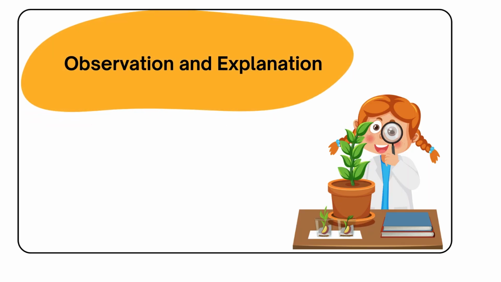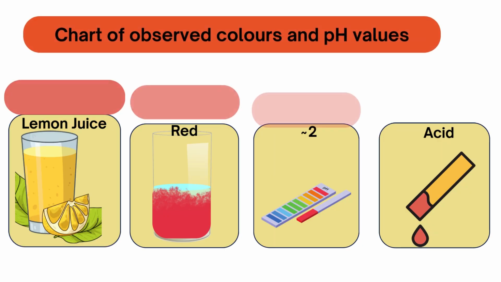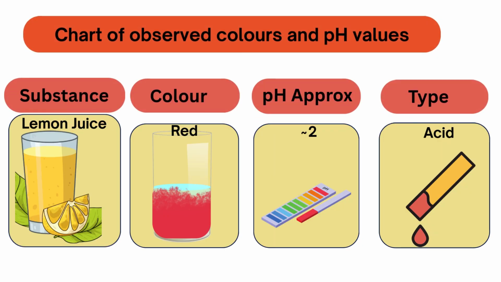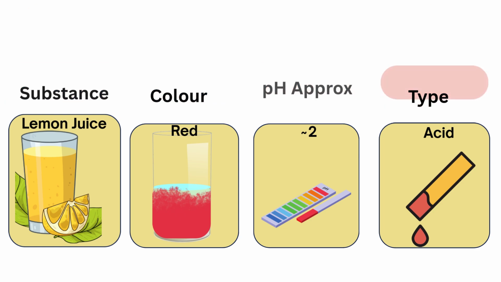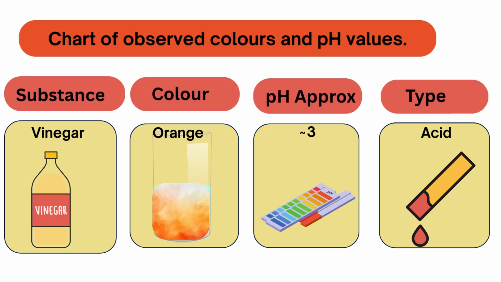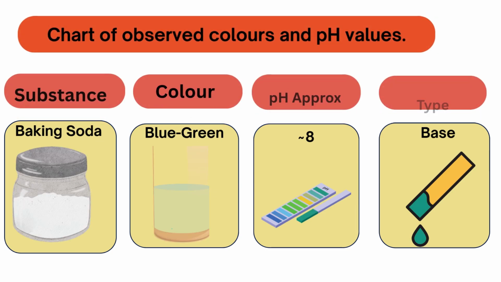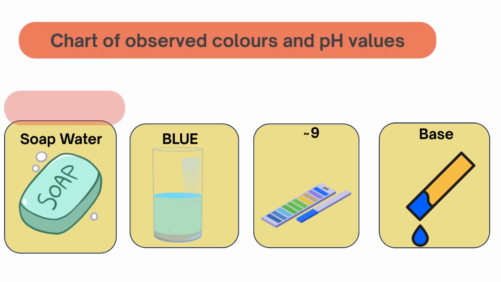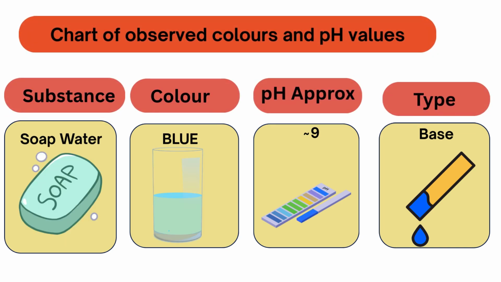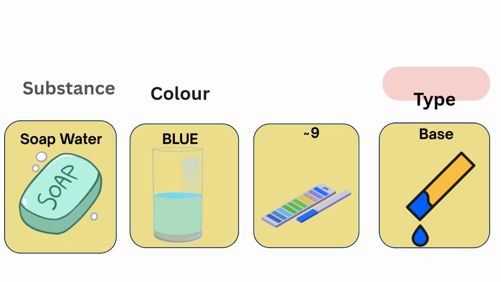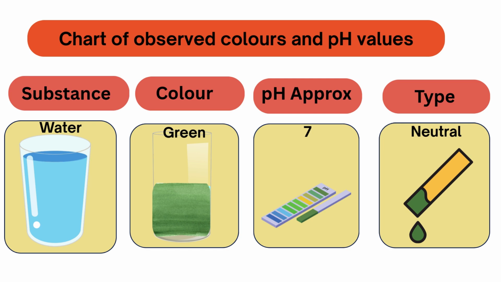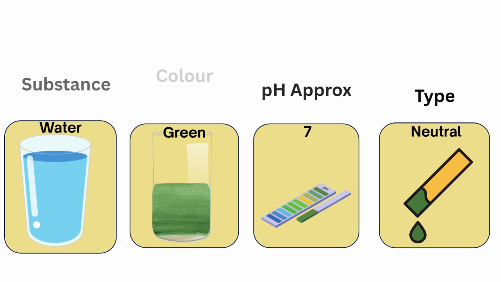Observation and explanation. Let's observe what happened. Lemon juice turned red, showing it's a strong acid. Vinegar turned orange, showing it's an acid. Baking soda turned blue-green, showing it's a base. Soap water turned blue, showing it's a base. Plain water stayed green, showing it's neutral.